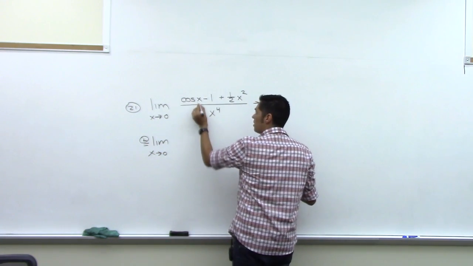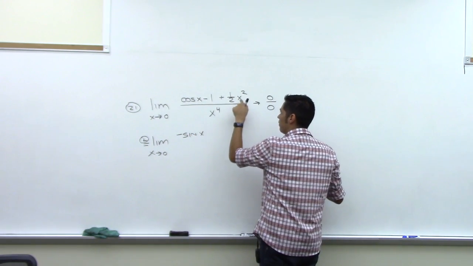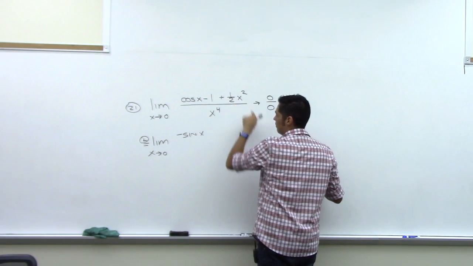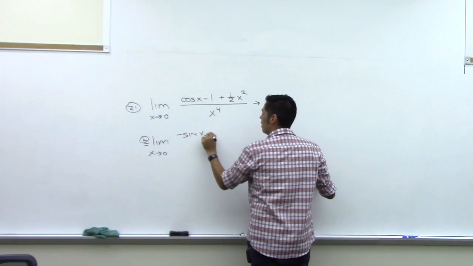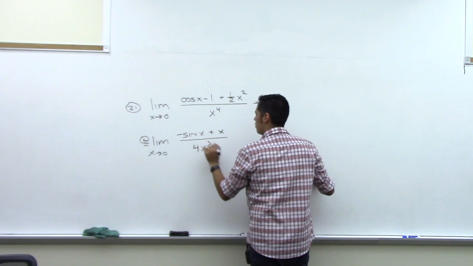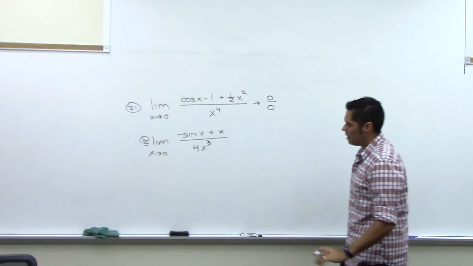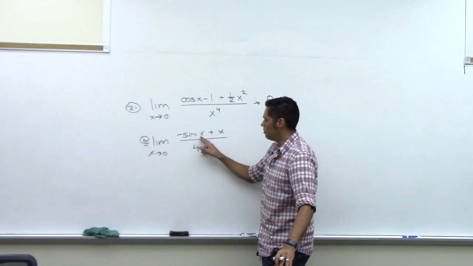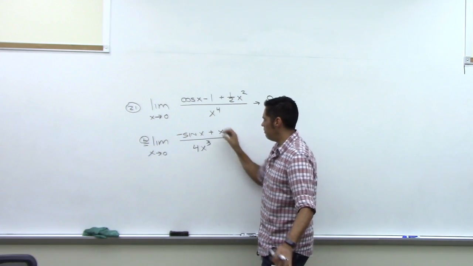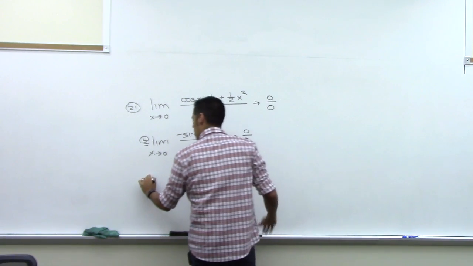L'Hopital. Derivative of cosine x, negative sine x. Derivative of negative 1 is 0. Derivative of this, 2 pops out. Half of 2 is 1, so this just becomes plus x over 4x cubed. That's a 3. Try it again. x goes to 0. Sine of 0 is 0. That's a 0. That's a 0. So I get 0 on top. And of course 0 on the bottom again.